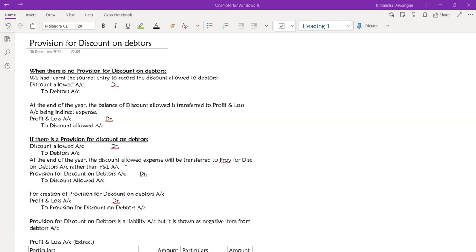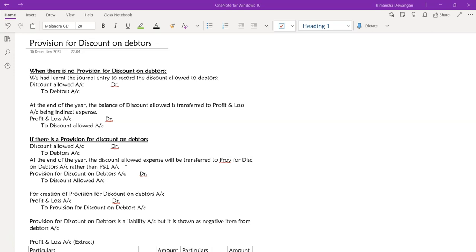So the thing is, I told you all this story because this is the base for why we are preparing the provision for discount on debtors. When the business has these trade credit policies, most of your debtors will try to avail that discount. By doing so, you will get the cash early. The debtors will give your payment early because they want to avail the discount, but then you have to give them the discount, right? Discount is your expense, is that so?